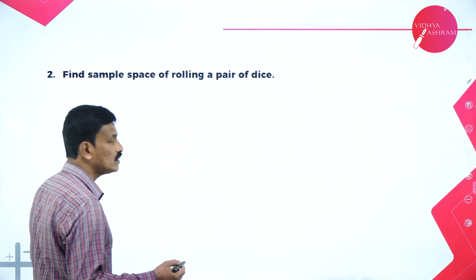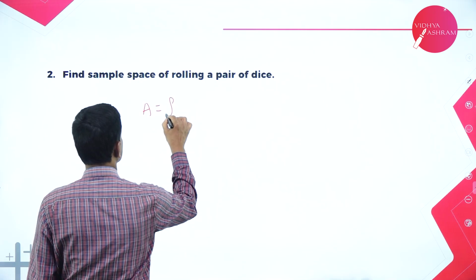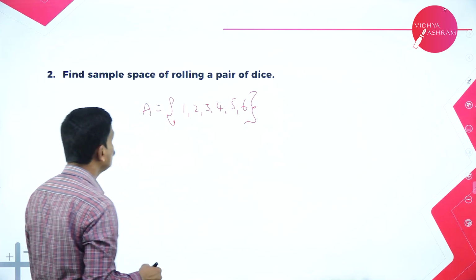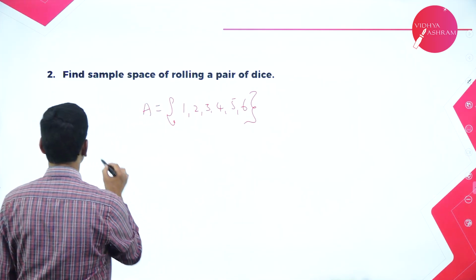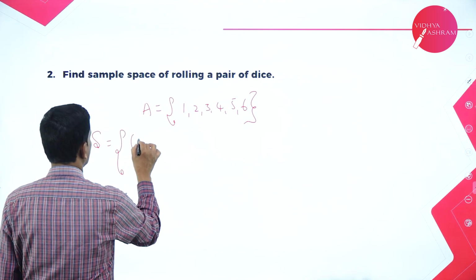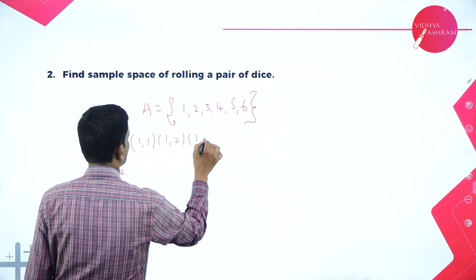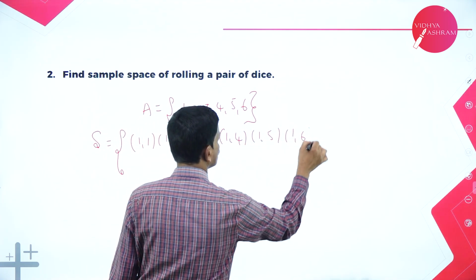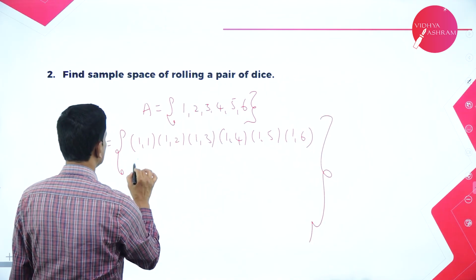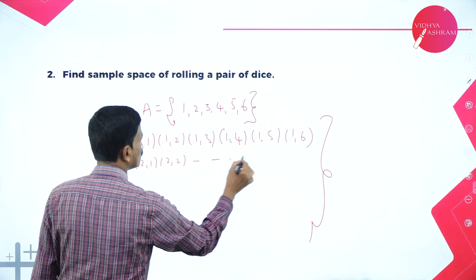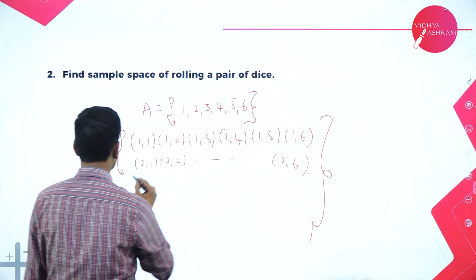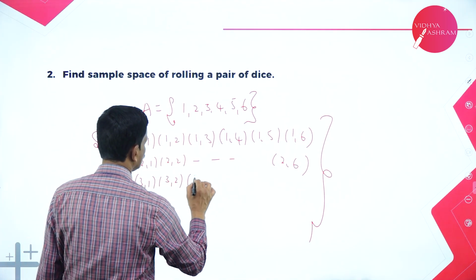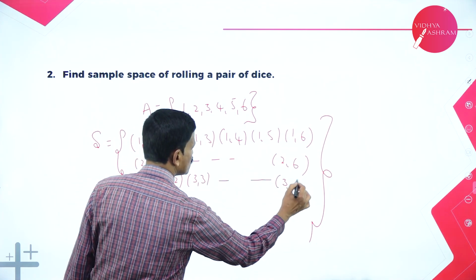A pair of dice. A die contains 1, 2, 3, 4, 5 and 6. Now, if a pair of dice is thrown, what is the sample space we are going to get? S is equal to (1,1), (1,2), (1,3), (1,4), (1,5), (1,6). Similarly, we will get (2,1), (2,2), etc. Then (2,6). From this, the next elements are (3,1), (3,2), (3,3). The last one is (3,6).